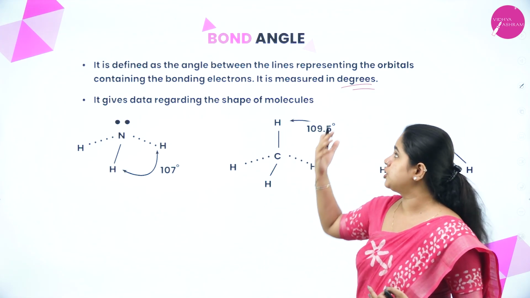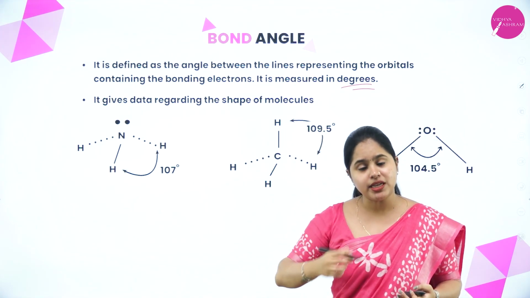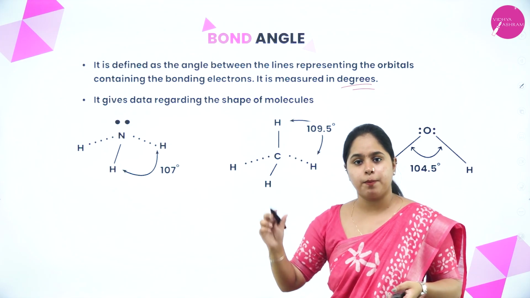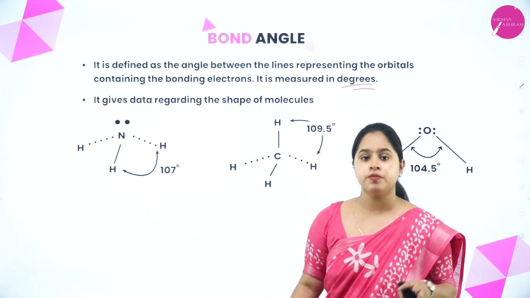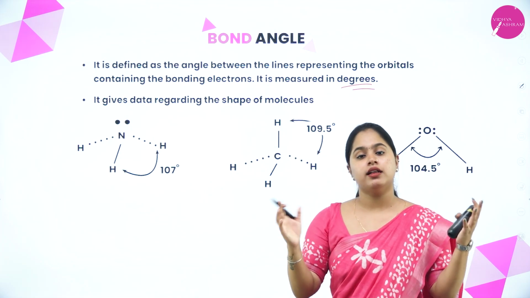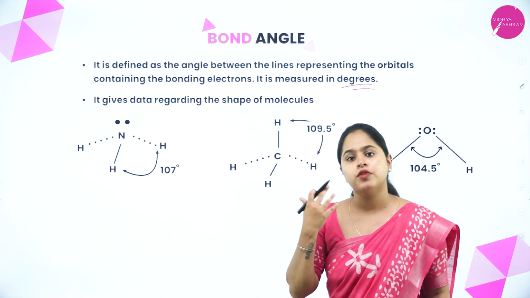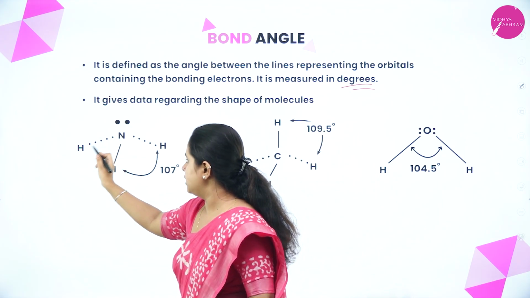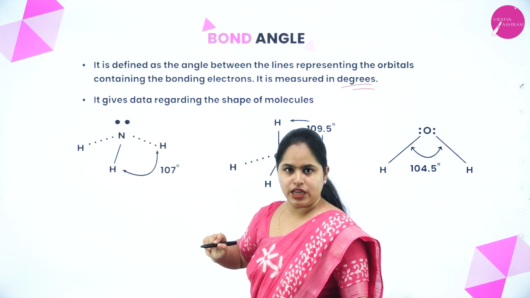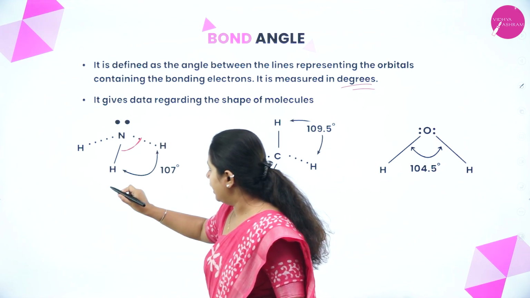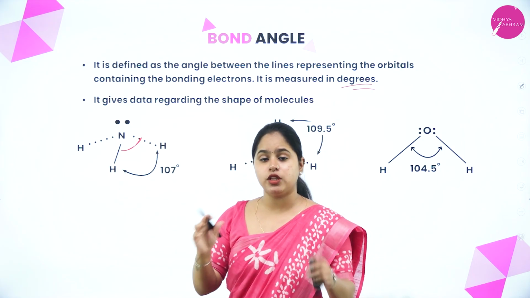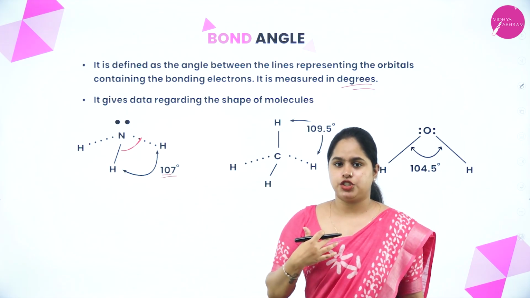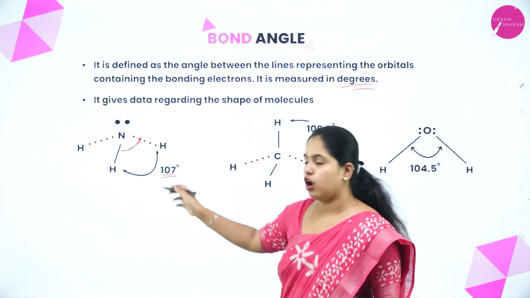So the orbitals in which these electrons are present, to represent those orbitals, these lines are made. The lines represent the orbitals in which these electrons are present. The angle between the lines representing these orbitals is the bond angle. In this NH3 molecule, there is an NH bond here, NH bond here, and NH bond here. The angle between the NH and NH bond, that is the angle between the orbitals containing these electrons, is 107 degree in case of NH3. So in case of ammonia, the bond angle is 107 degree.